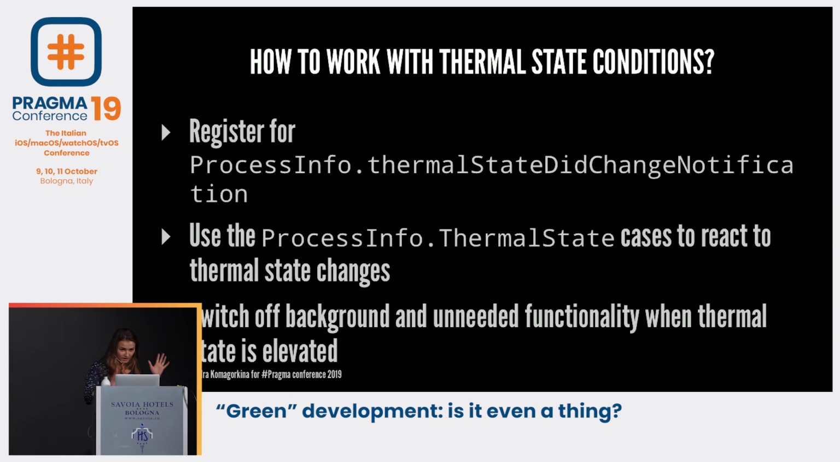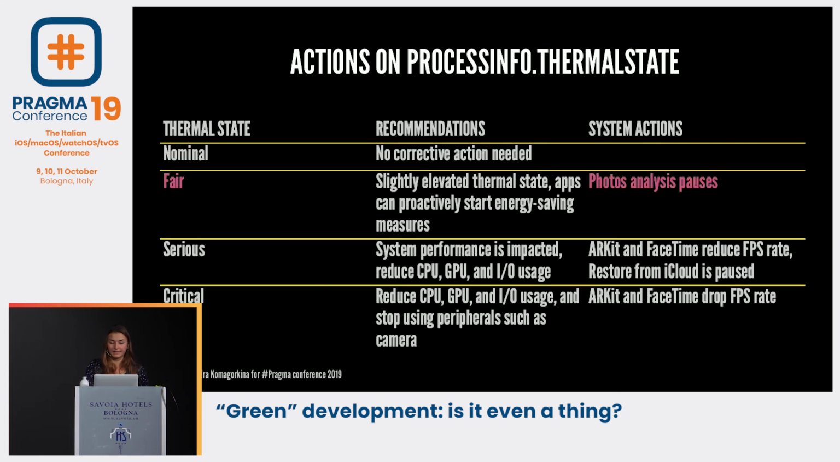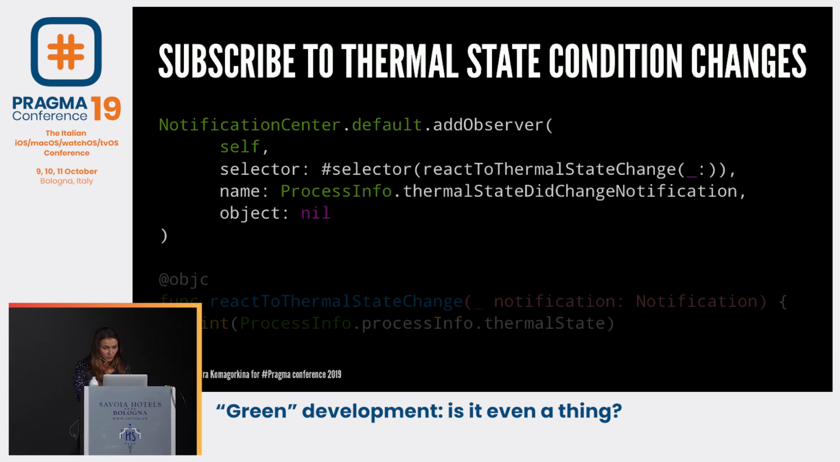So what can we do? We can register for the process info thermal state did change notification. We can use the process info thermal state to make cases to react to thermal state changes. And we can switch off background and nonessential functionality when thermal state is elevated. So how can we do it? Let's look at some code.